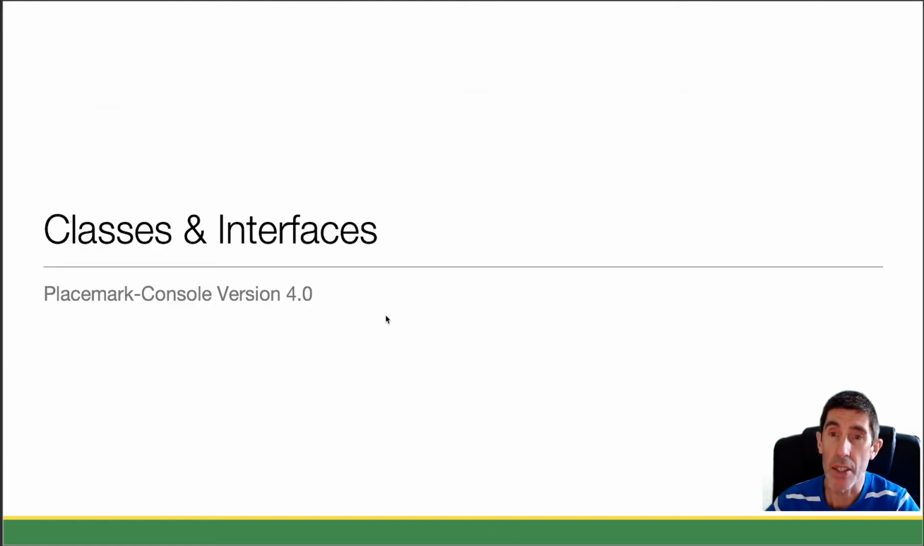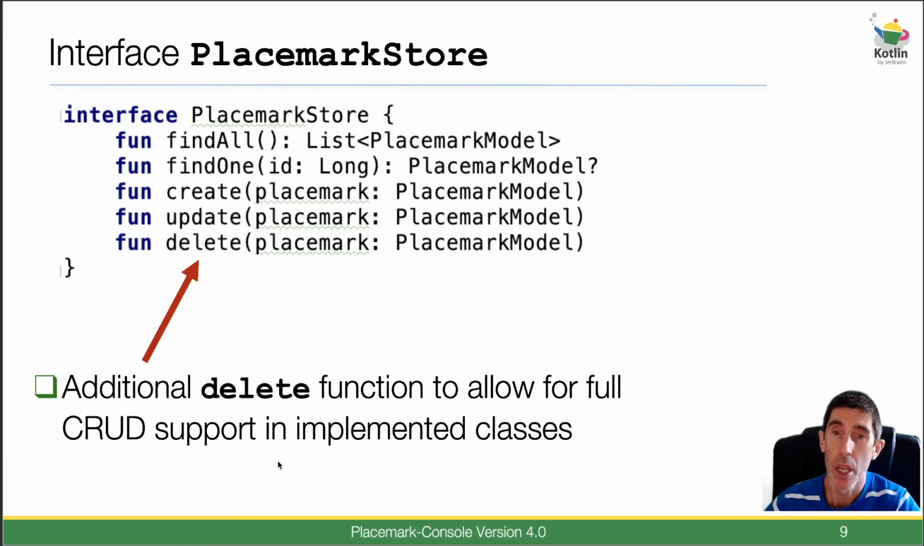In terms of our classes and interfaces in version 4, we have a new function. We've added a new function, delete. It takes the same parameters as before. Whereas in the previous version we would pass in a placemark object for creating and updating, we're now going to do the same with delete. So we keep the same pattern. This is an additional delete function to allow for full CRUD support in the implemented classes. So when we're finished with this version, we will have full CRUD support there.